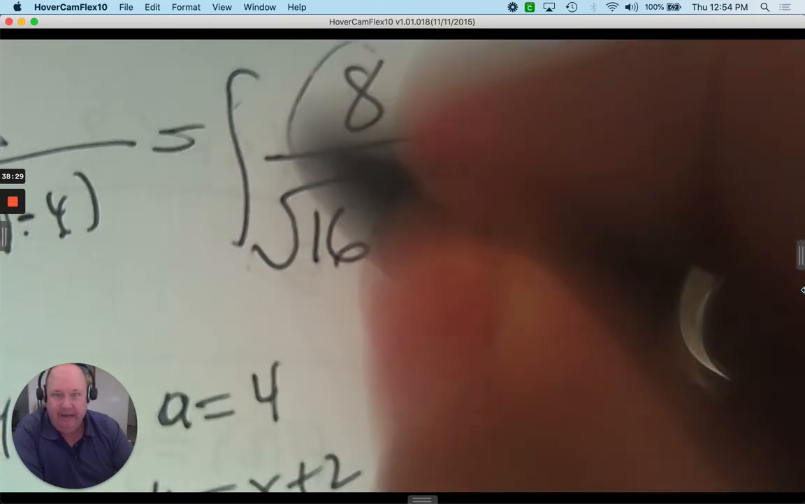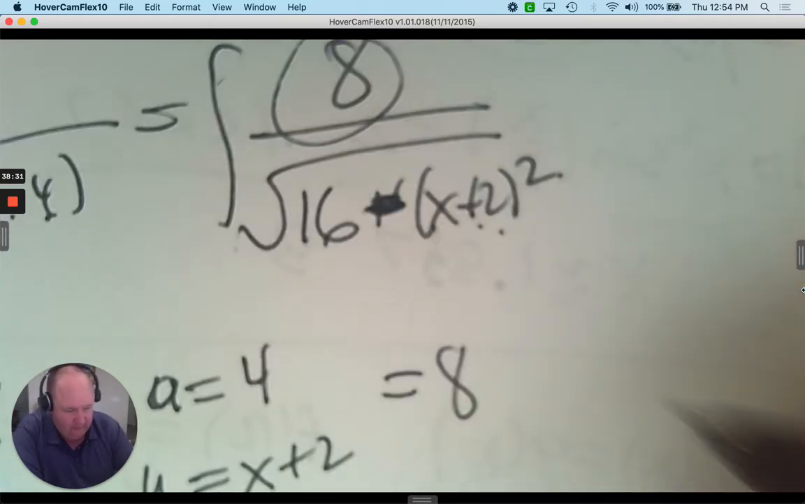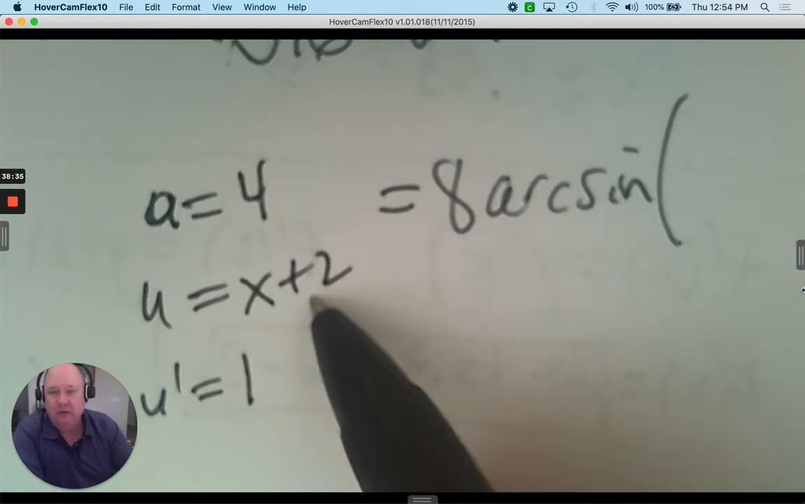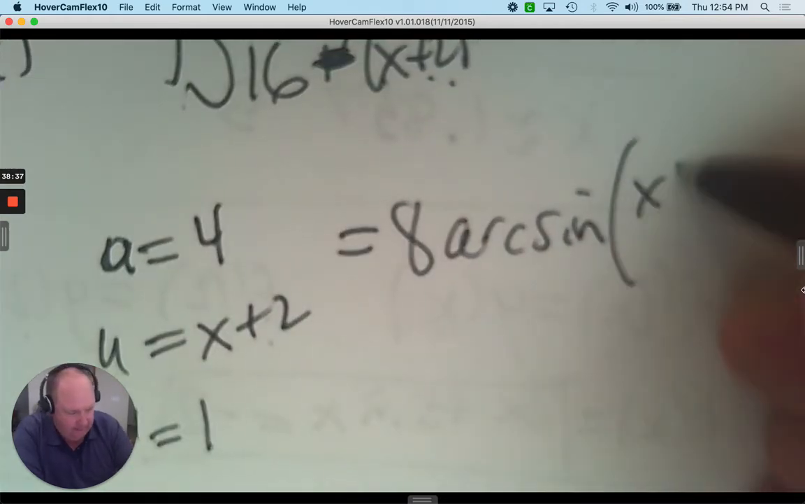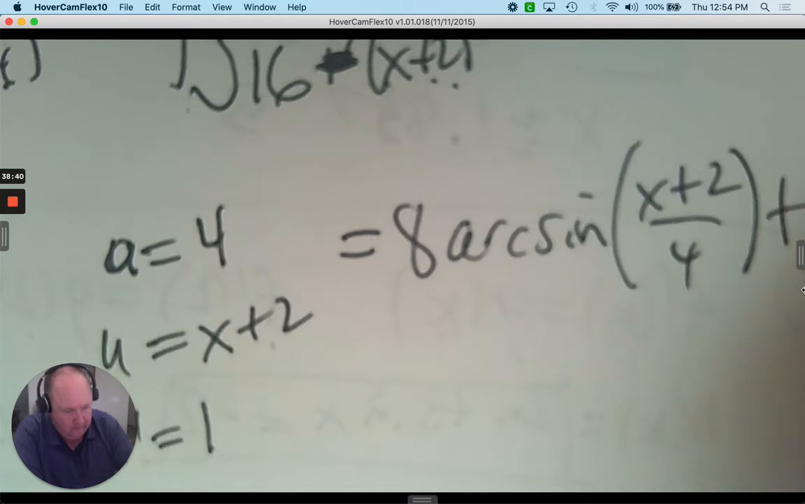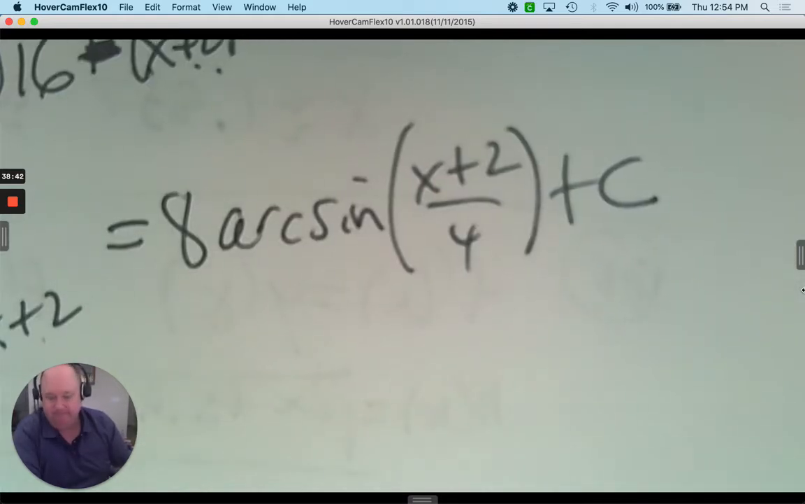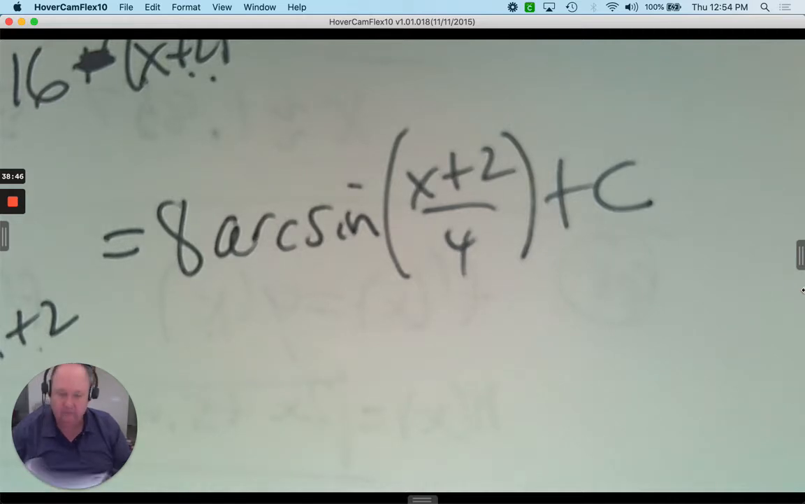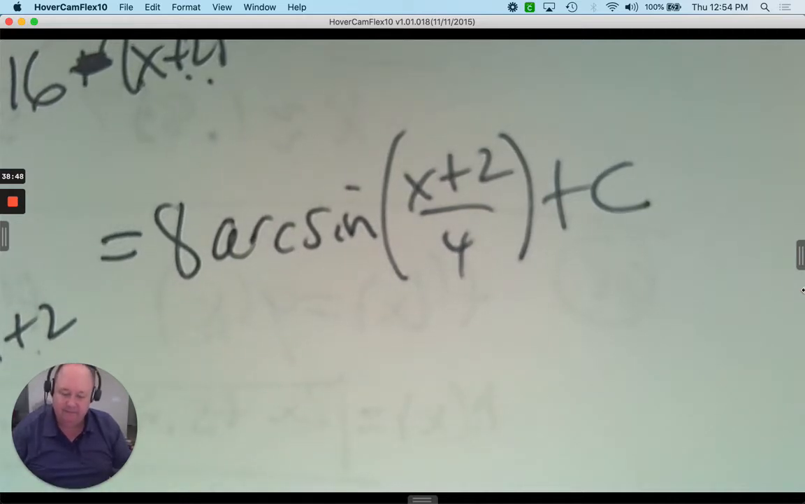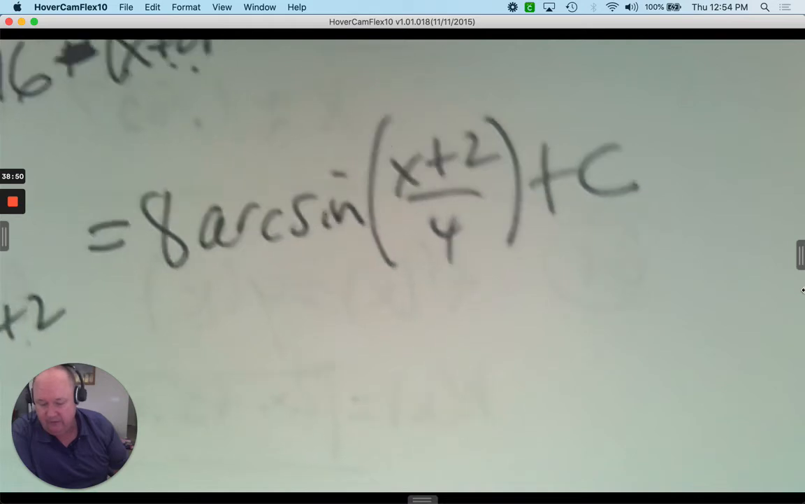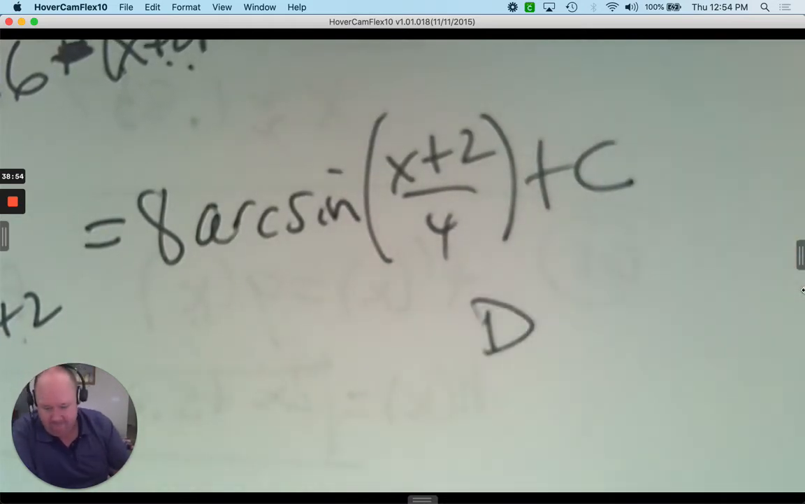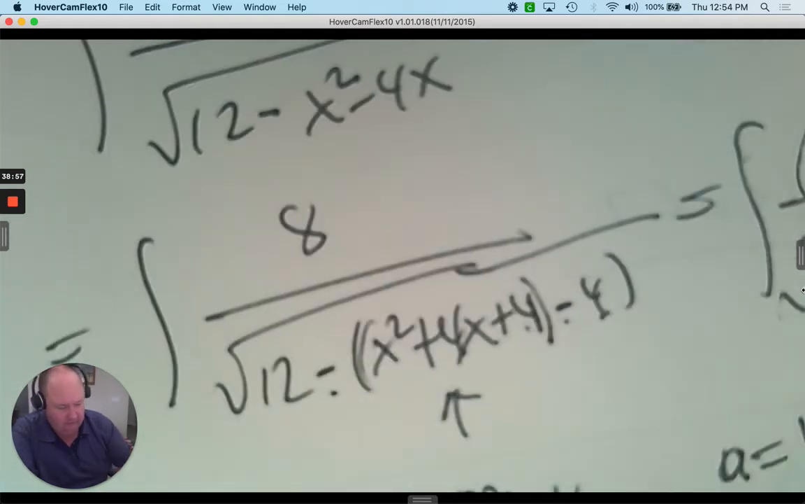So this 8 can be written in front of the integration. And then it's just arc sine, and it's u over a. That'd be x plus 2 over 4 plus c. So that matches with D. They didn't have arc sine. They went sine with a little -1. But that matches with D. All right, 67.